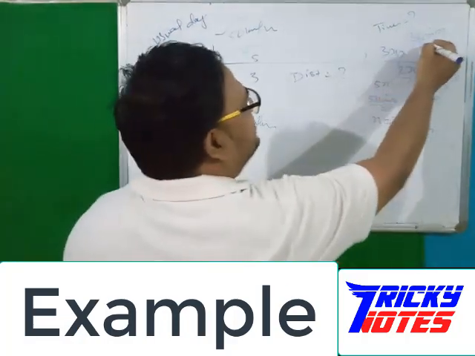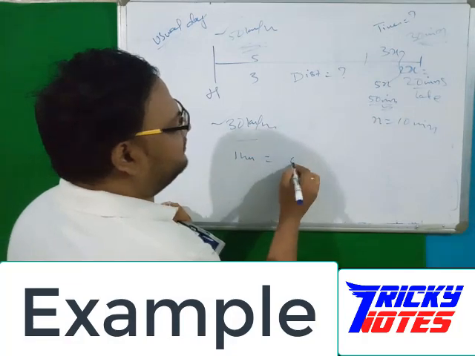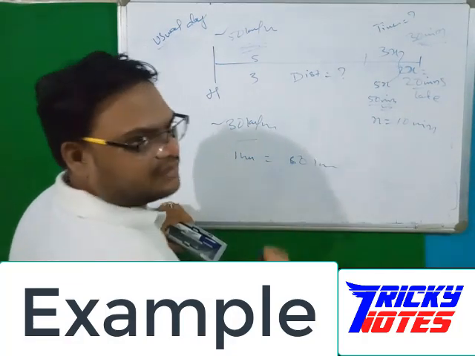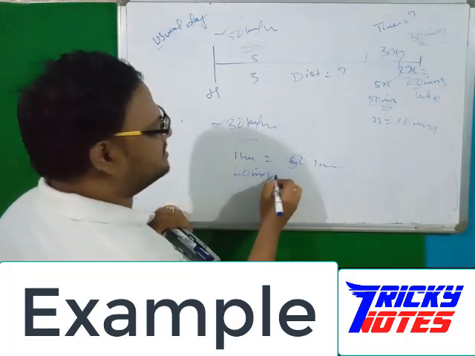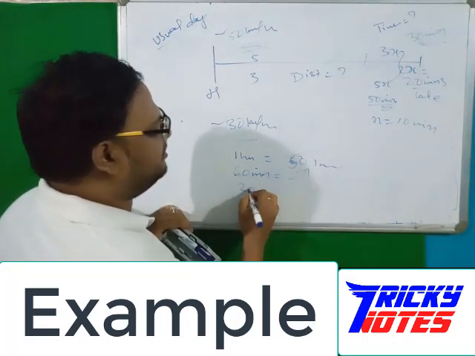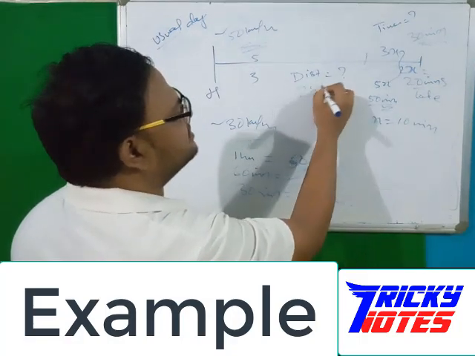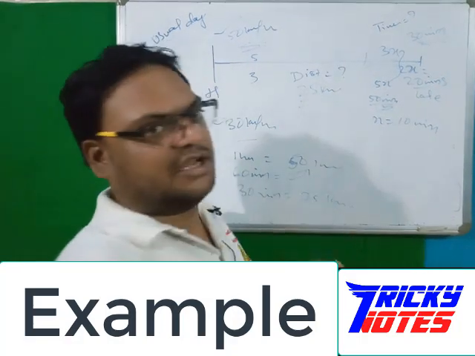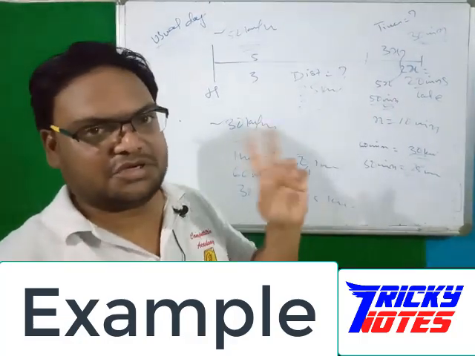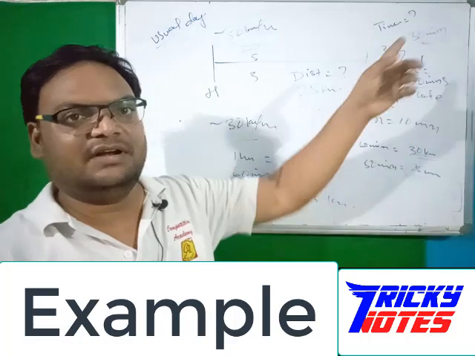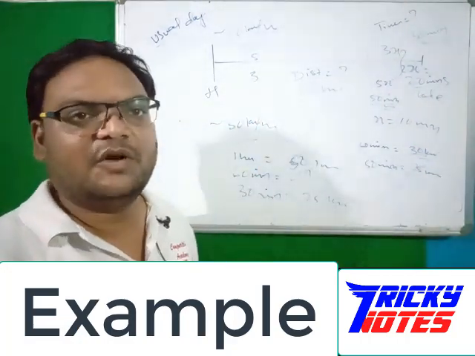Now 30 minutes, 50 km per hour. So in 1 hour, 50 km. That means 60 minutes, 50 km. 30 minutes, half, 25 km. So the distance is 25 km. I hope you understand. So hope you got both the questions. Where the ratio is given, time is asked. Here the speed is given, distance is asked. We can solve both the questions.